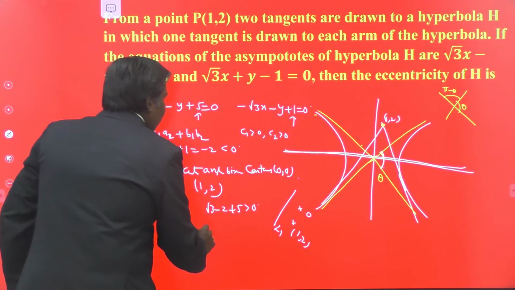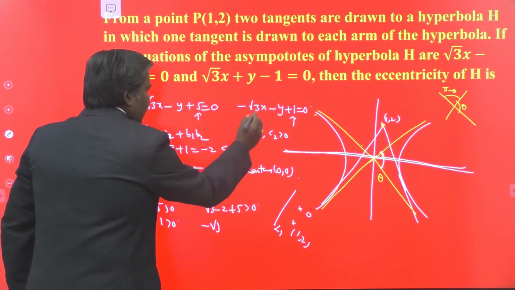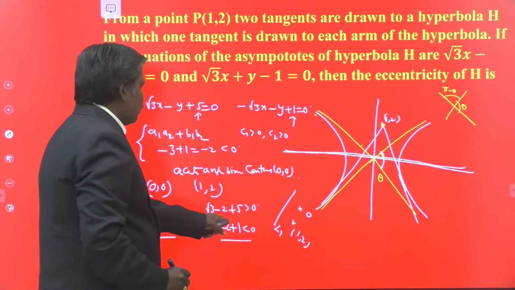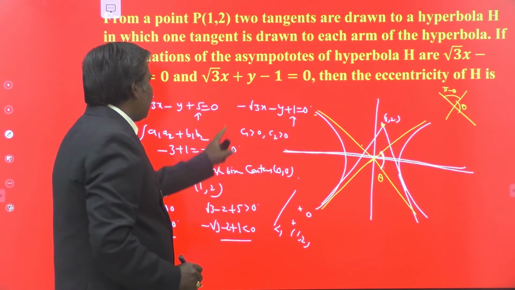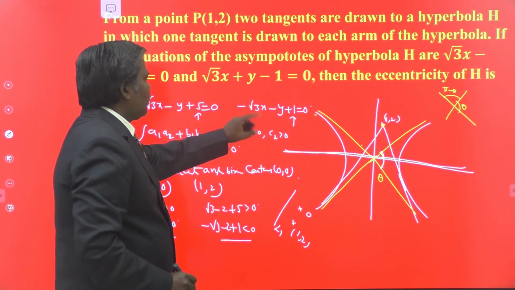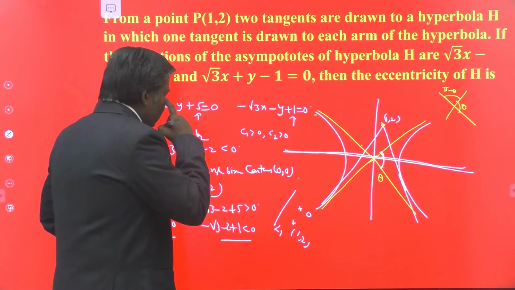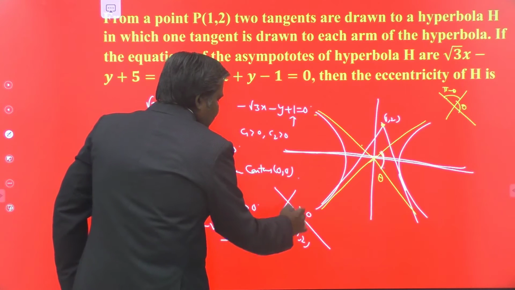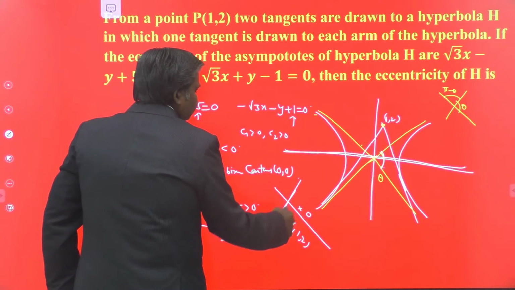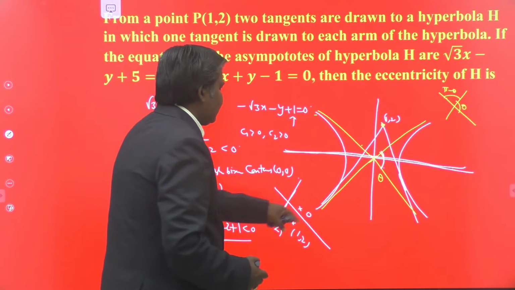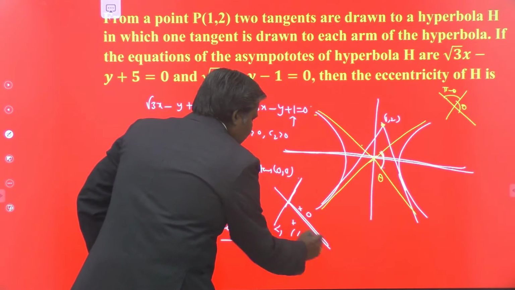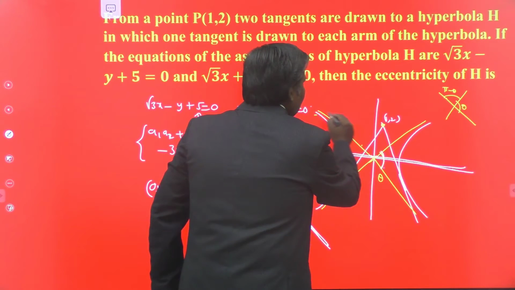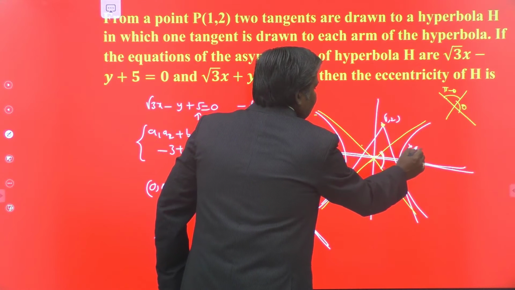Substitute 1 comma 2. What happened? Minus root 3 and minus 2 plus 1. This is negative. So this is positive, this is negative. Therefore both the points lie on opposite sides of this line. That means your line may be like that. Therefore the origin and 1 comma 2 are in different regions. So the origin is in this region and 1 comma 2 is in this region.